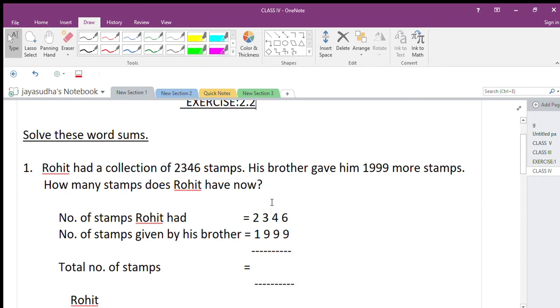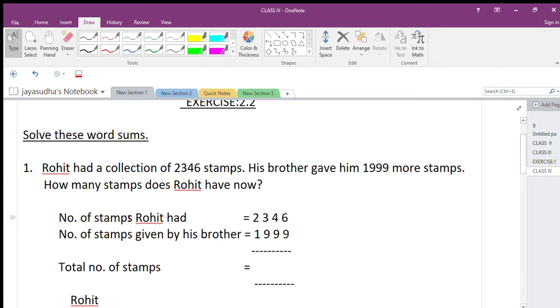Okay children, I give one example. You have 4 chocolates with you. Your sister also gave you 2 chocolates. Now how many chocolates are with you? 6 chocolates. Okay, very good. The same you have to apply here.